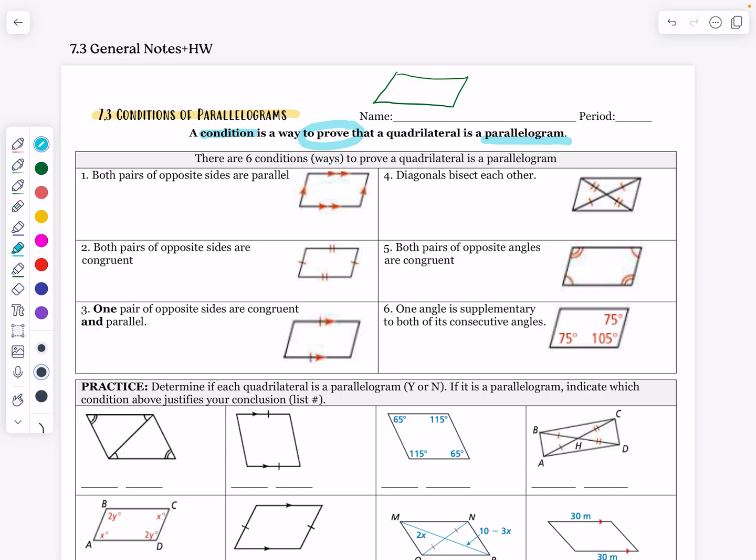Okay, so 5 of them are going to be somewhat familiar to you because they're very similar to the properties of parallelograms, and that's going to be number 1, 2, 4, 5, and kind of sort of 6. We kind of looked at that a little bit. The newest one is going to be number 3. But let's review this. There are 6 conditions or ways to prove that a shape, a quadrilateral, is a parallelogram.